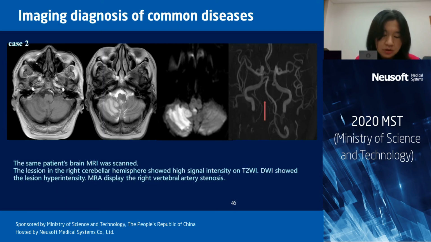The same patient's brain MRI was scanned. The lesion in the right cerebellar hemisphere showed high signal intensity on T2 weighted imaging. DWI shows the lesion hyperintensity. MRI displayed right vertebral artery stenosis.